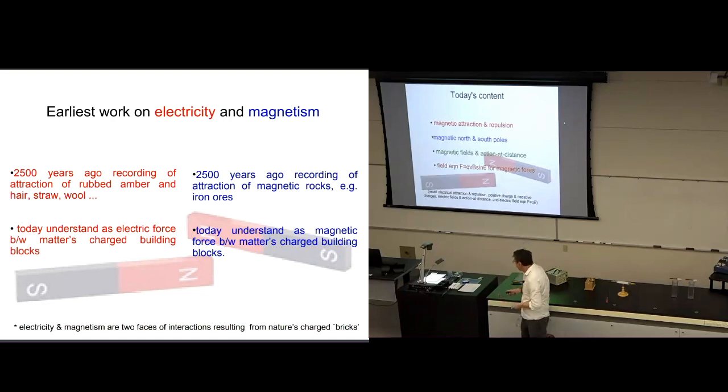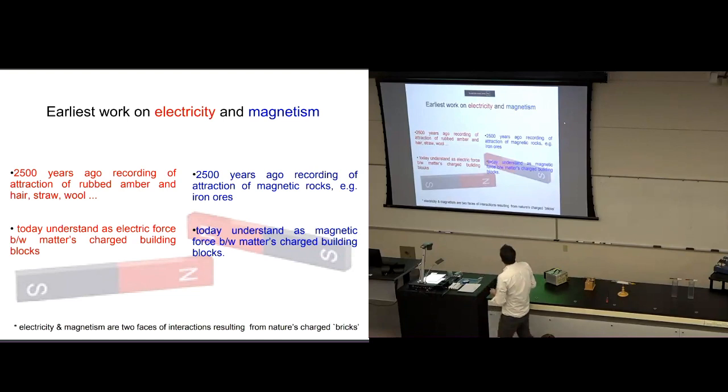The first documentation of magnetism was that there were certain magnetic materials, certain magnetic rocks, iron ores, that would attract one another. And that was the first documentation of magnetism. Nowadays, we know, that's the second bullet here, that in the electrical case, the amber attracting the hair was actually a manifestation of electrical force between the electrically charged building blocks of matter. So it's really a clue to matter's nature and assembly out of charged building blocks.